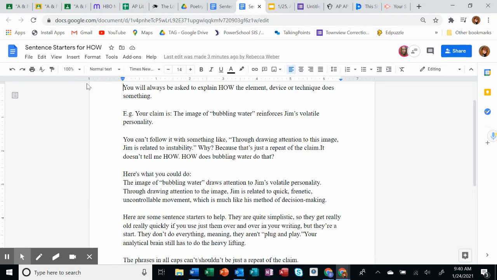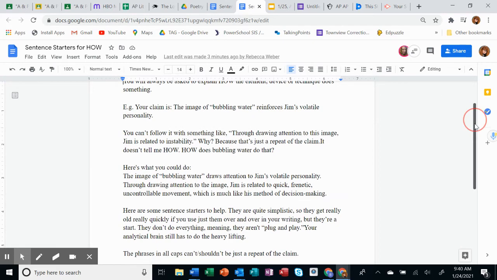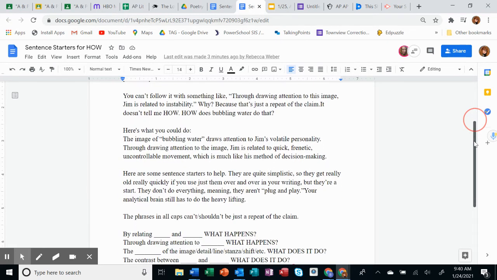You cannot follow it up with something like, so the image of bubbling water reinforces Jim's volatile personality. Through drawing attention to this image, Jim is related to instability. You have not explained how that image reinforces the volatile personality. You just repeated another word for the claim. So you have to explain how. And so this is both analytical and somewhat creative, but it's not terribly difficult. You just have to be able to think about it.